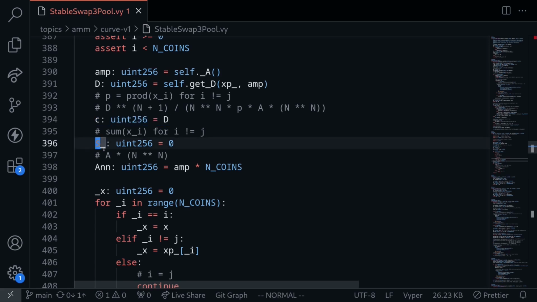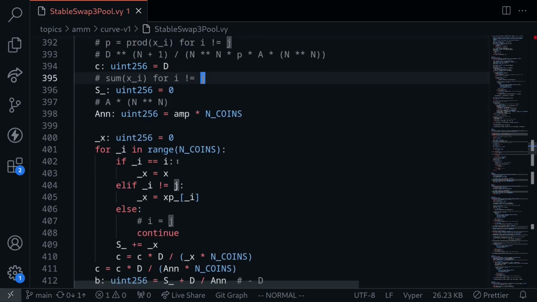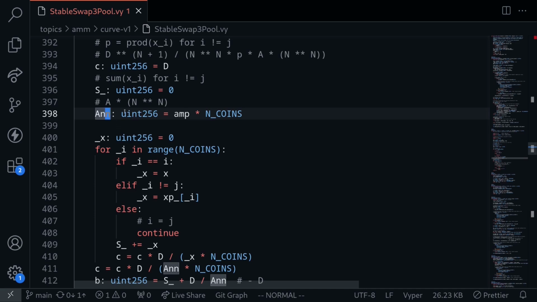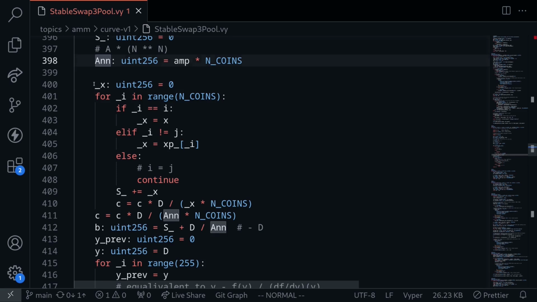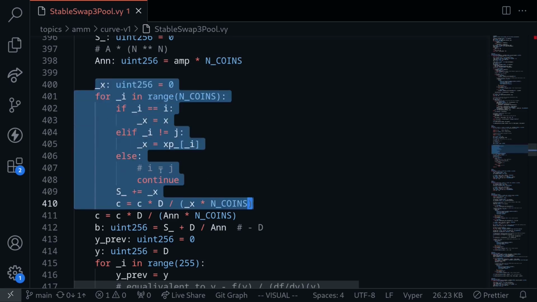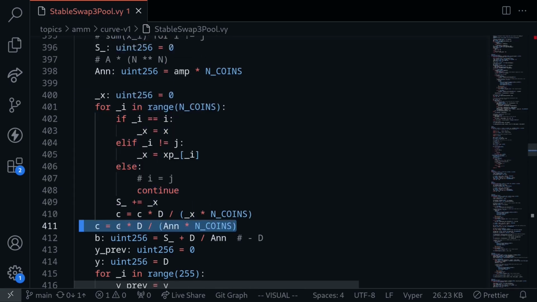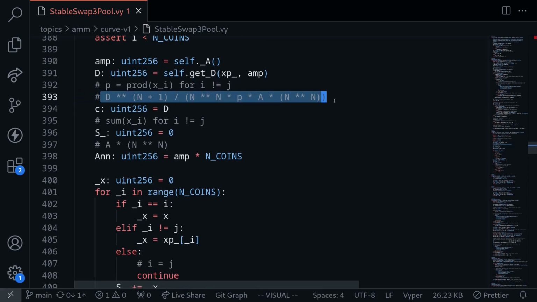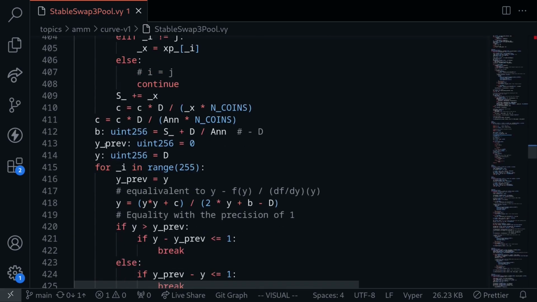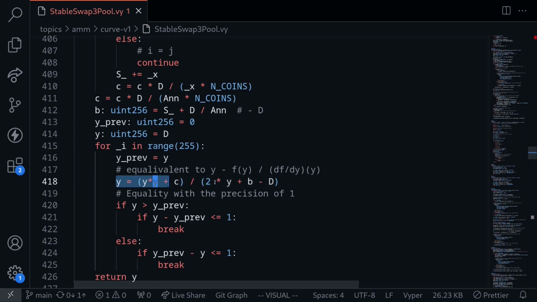And then s underscore will be the sum of all tokens except for token equal to j, which is the token out. And then we have Ann, which represents A times n to the n. Okay, and the next part of the code, you can verify for yourself that it calculates c, which we see over here, to be this expression. And then moving on, we also calculate b, and this c and b, you'll see later that it is used to calculate Newton's method over here.